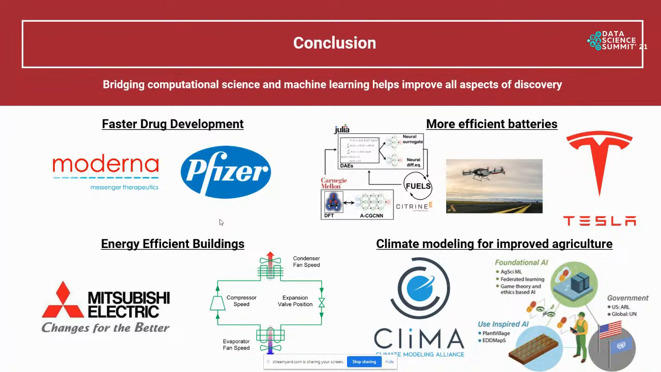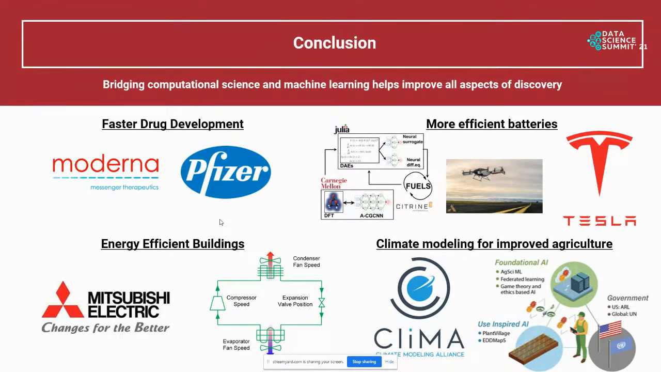And so in conclusion, what we've really done here, and what we're still doing with this Julia SciML ecosystem, is we're bridging computational science and machine learning to really improve all aspects of discovery. I didn't talk about all the applications, but some other ones that I'm involved with are, for example, faster drug development, which is using these models of the human body and its drug interactions to be able to more quickly develop these drugs. We're building better batteries.